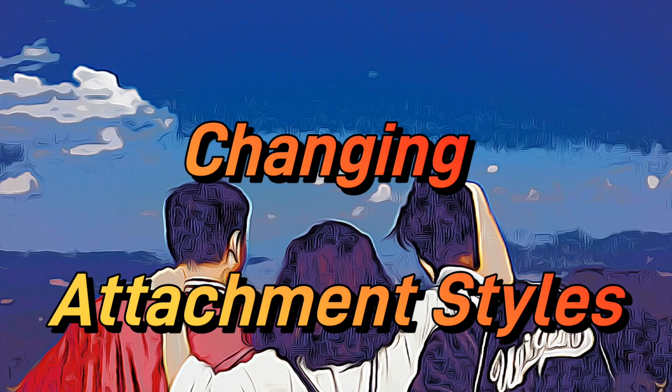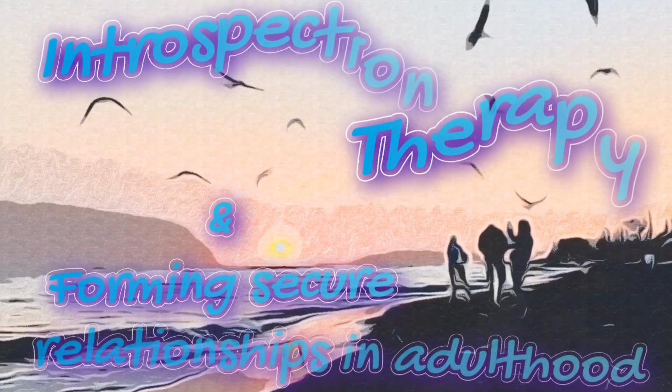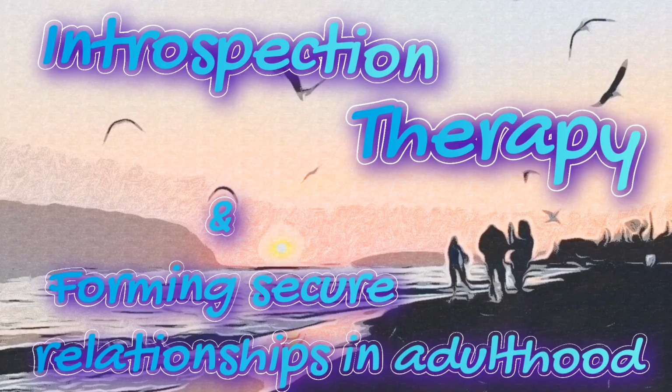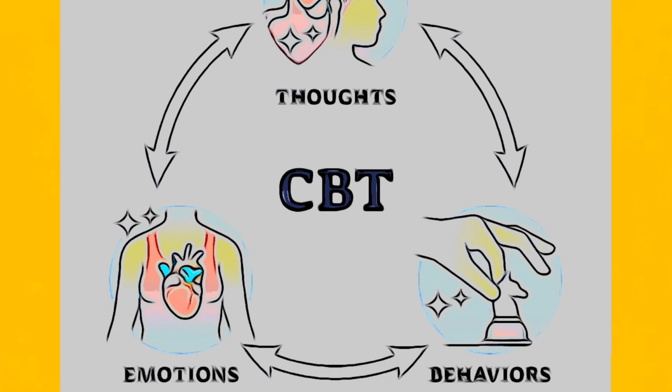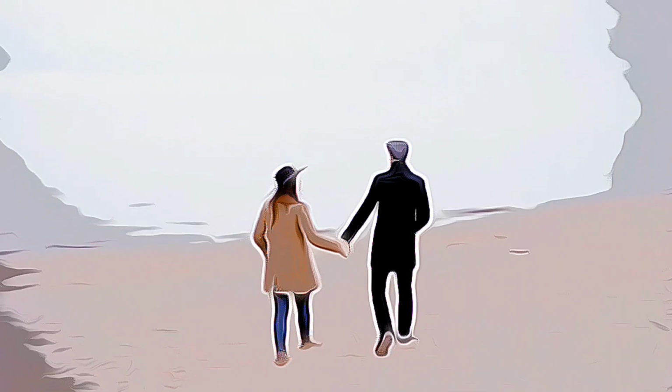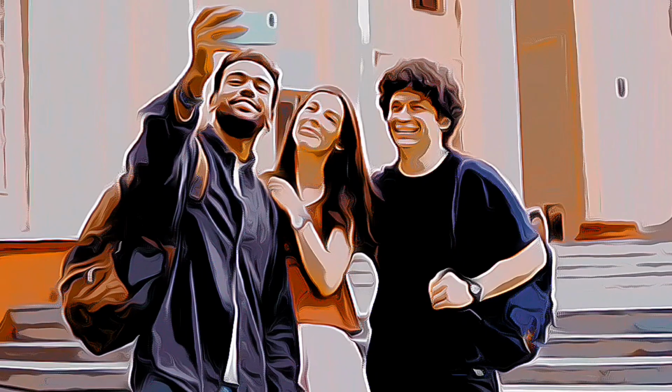Changing attachment styles. Although attachment styles are typically established in early childhood, they are not fixed. People can alter their attachment style through introspection, therapy, and forming secure relationships in adulthood. Cognitive behavioral therapy, CBT, and other therapeutic approaches can help people to recognize and modify maladaptive patterns. Building awareness of one's attachment style and understanding its impact on relationships can foster healthier and more satisfying connections.